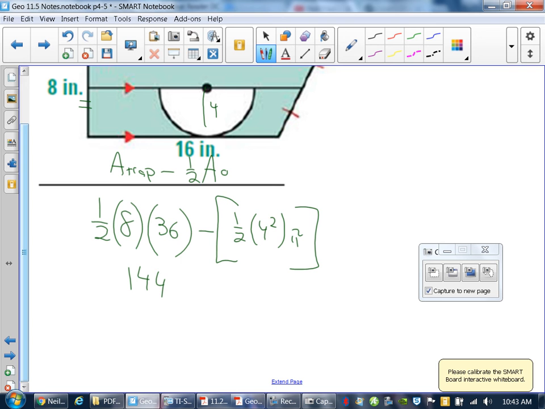Now, for the area of the circle part, you have to think about your order of operations. Order of operations tells you to take care of what first? Parentheses. What's inside my parentheses? 4 squared, which is 16. What's half of it? 8. So my answer would be 144 minus 8 pi. This would be in terms of an exact answer, square inches.